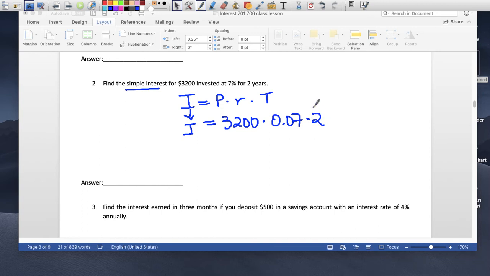So this one's pretty straightforward. 3,200 times 0.07 times 2. She makes, or whoever this person is, is going to come back in 2 years, and the bank is going to give her $448 on top of the $3,200 that she or he initially deposited.